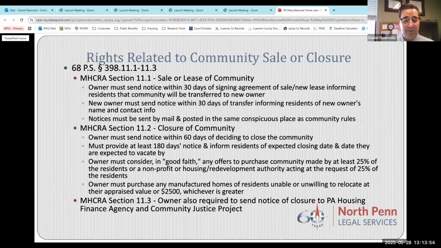There's also a newer section of the MHCRA that relates to rights that a resident has if they're selling or closing the community. So if a manufactured home community owner decides that they're going to close the community or they're going to sell it, and it's going to be repurposed for whatever reason, they have to send out notices. And importantly, they must purchase any manufactured home.